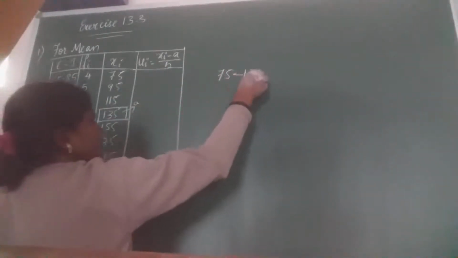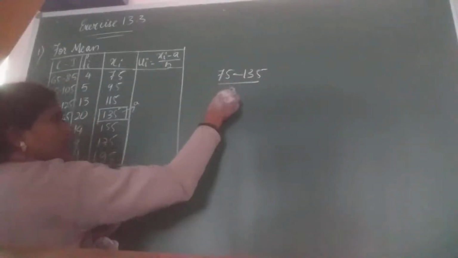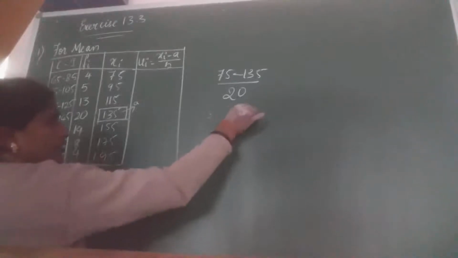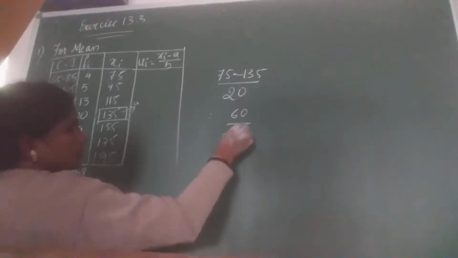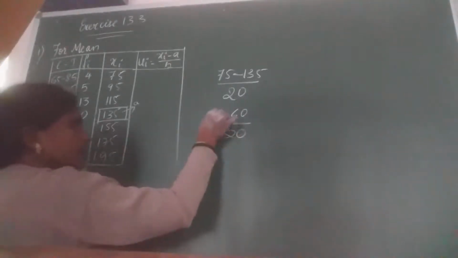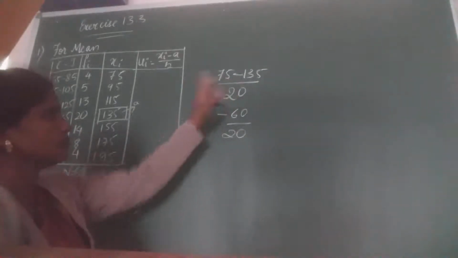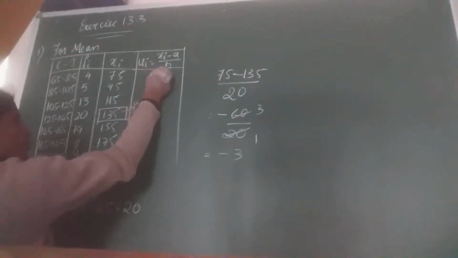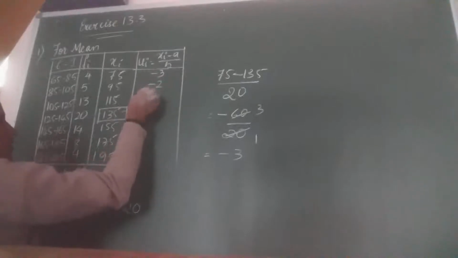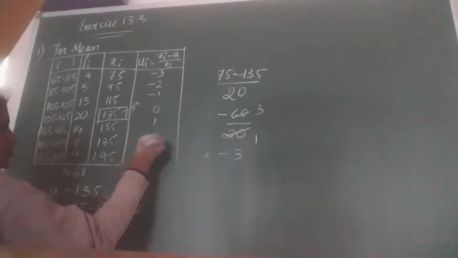So what is the class size? Class size is upper limit minus lower limit, that is 20. Now find xi minus a, that is 75 minus 135, divided by the class size 20. That is minus 60 by 20, because the bigger number's sign is minus. So 20 threes are 60, minus 3. The first ui is minus 3, next minus 2, minus 1, 0, 1, 2, 3.